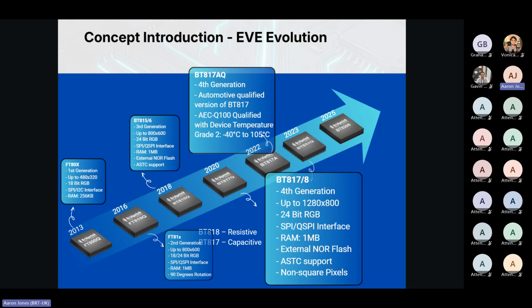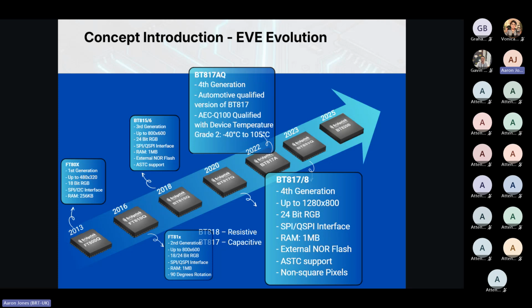The fourth generation, BT817/8, of Eve quickly followed. This generation delivered more graphics processing power for larger, high-resolution screens, an automotive qualified version making it ideal for automotive dashboards and medical devices, and enhanced reliability for demanding environments.